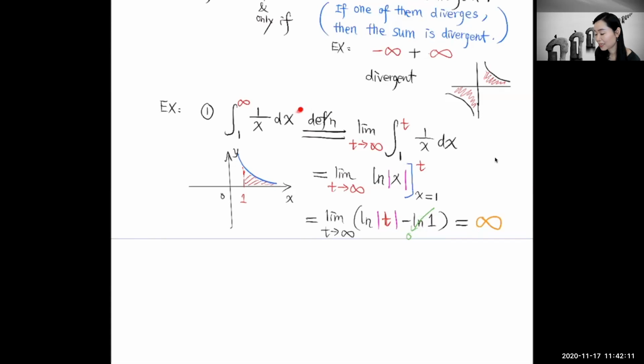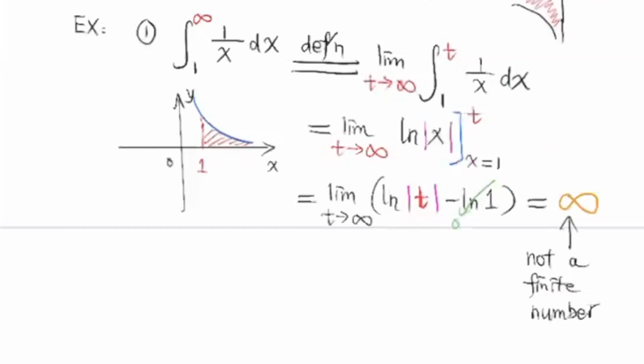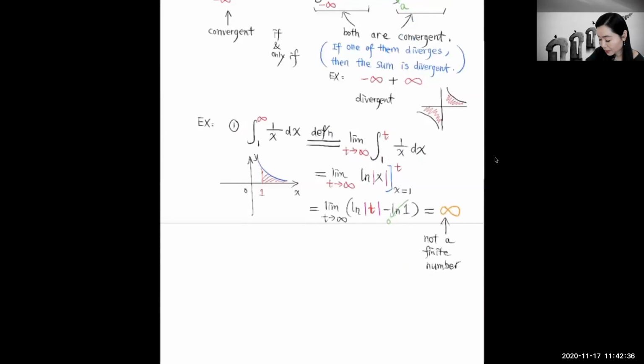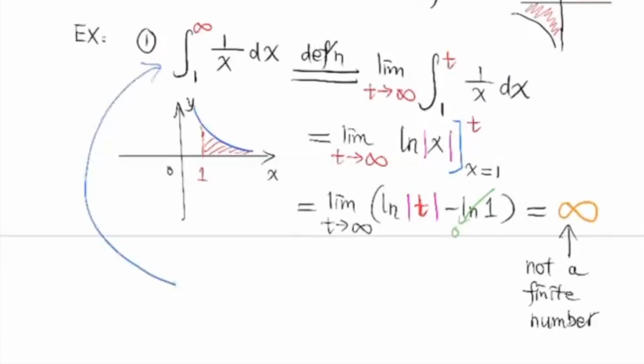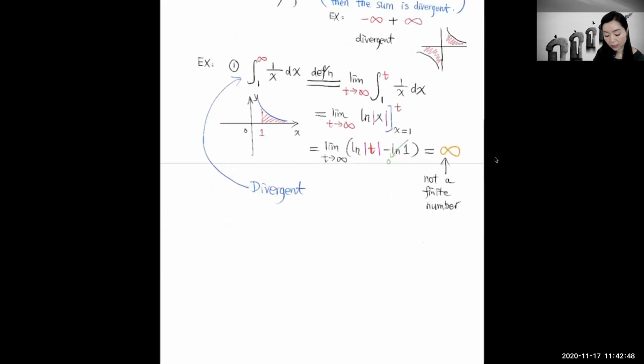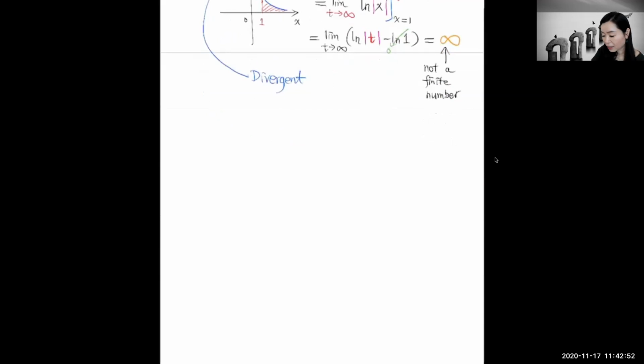So what do we say about this integral? Convergent or divergent? We'll say this integral will be divergent. Divergent. All right. Now you might ask, they are so similar, right? So let's put them together.